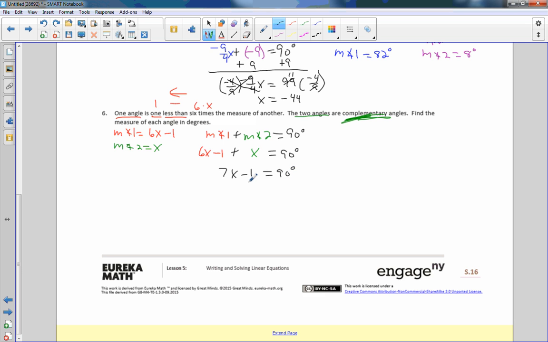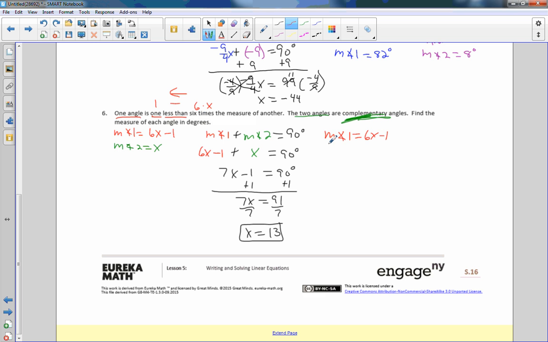Add 1, add 1. These cancel. 7x equals 91. Divide by 7, x equals, 7 goes into 9 once, 7 goes into 21 3 times. So the answer is x equals 13. Find the measures of each angle. So now I'm going to find the measure of angle 1, which is 6x minus 1.